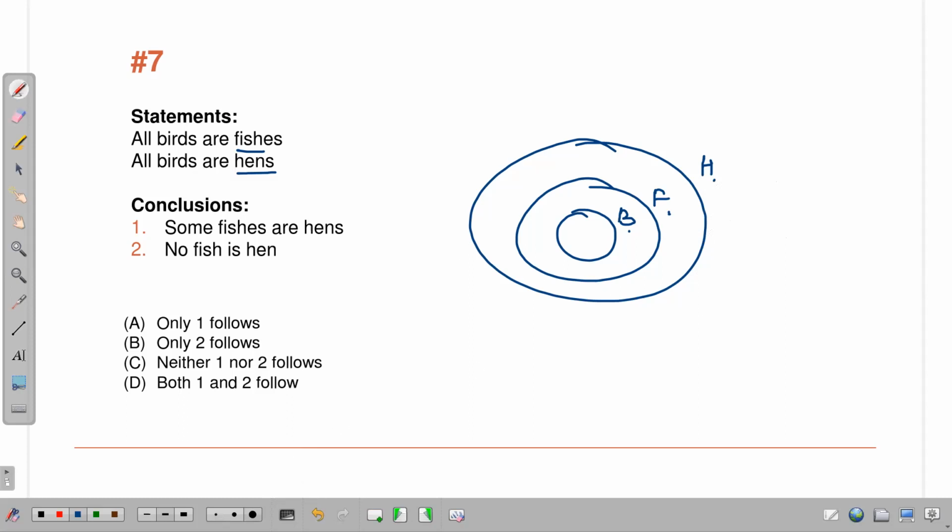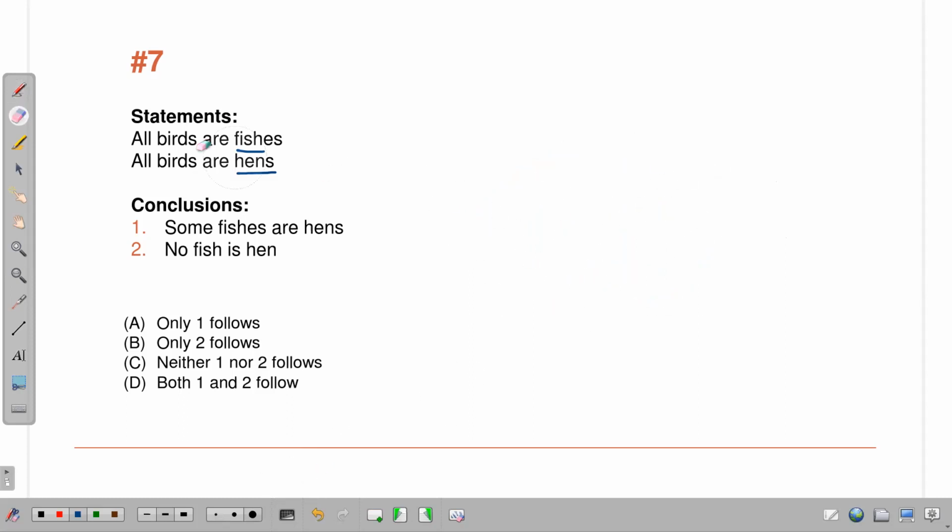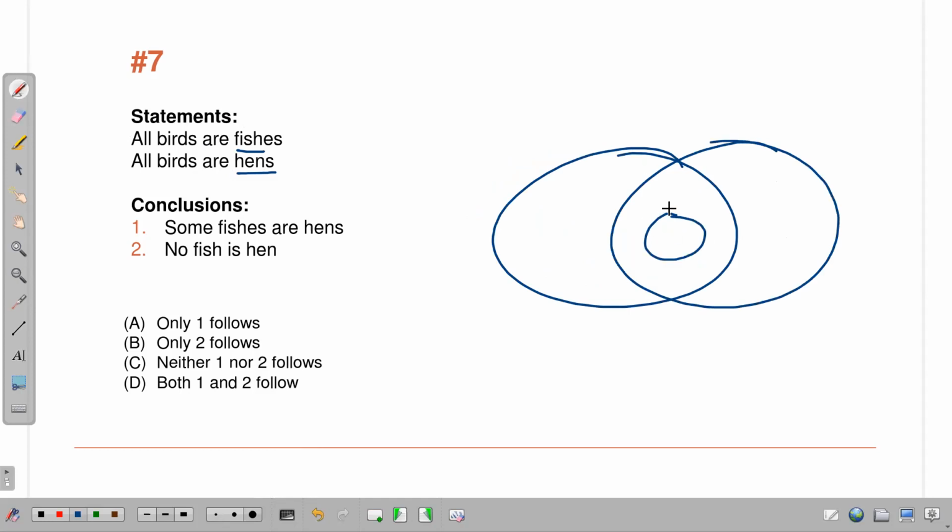Or I can be smarter and draw two concentric circles and include bird in between. So now birds also become part of fish, and birds also become part of hens. I mean, by common application. This is nothing as a trick, but by common sense, we can reach it that, okay, all the birds are also fishes and all the birds are also hens. Now, some of the fishes are hens.